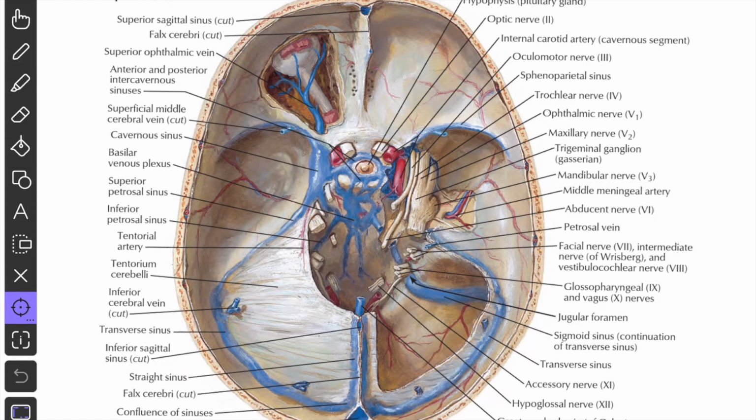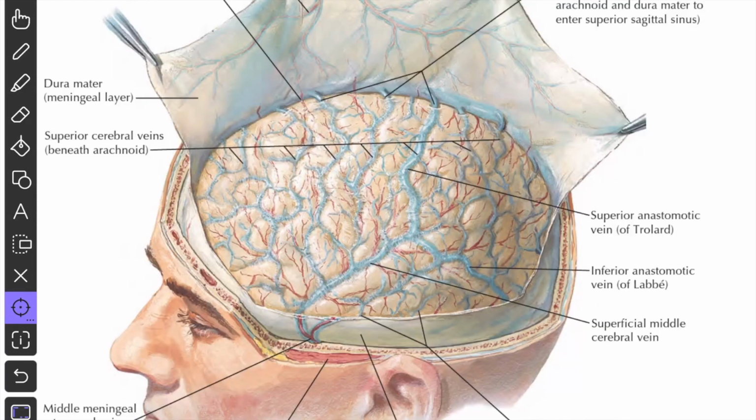Then you have the inferior anastomotic vein, which connects the transverse sinus with the superficial middle cerebral vein. So this is a picture to show. This is the inferior anastomotic vein, which connects the transverse sinus and the superficial middle cerebral vein.